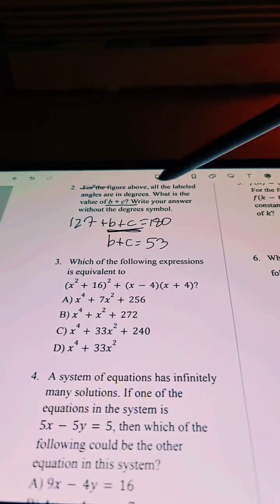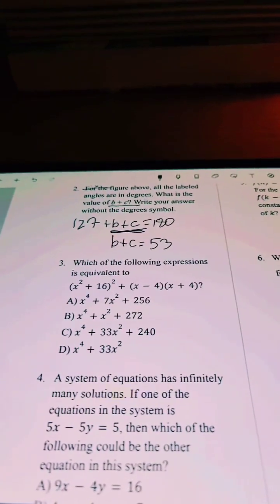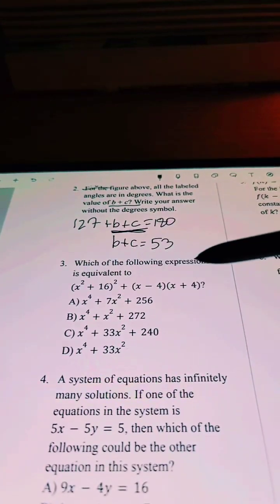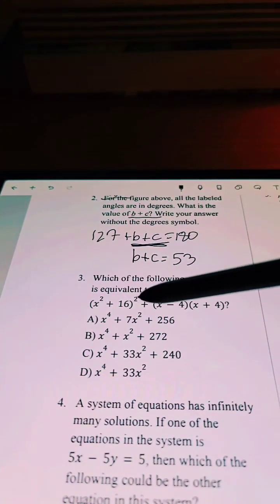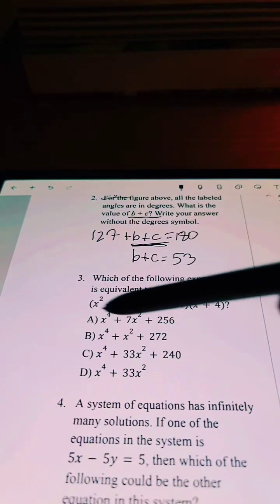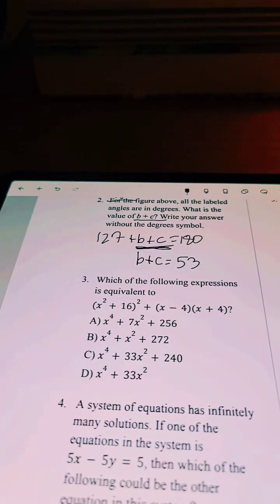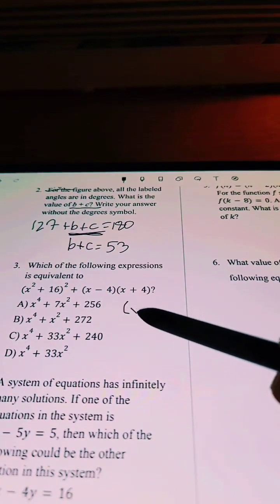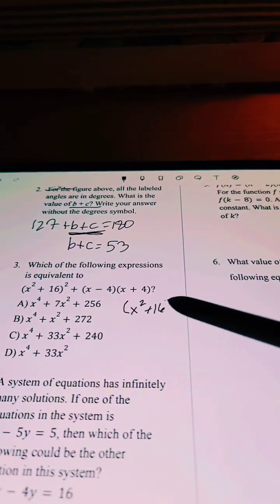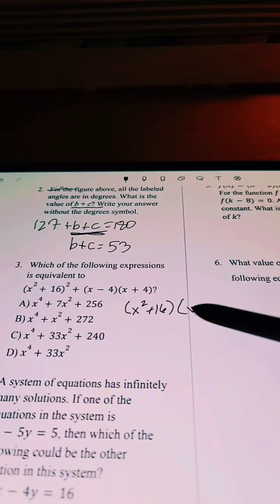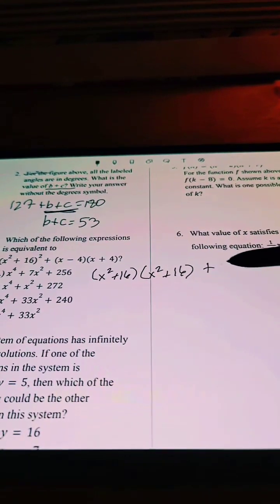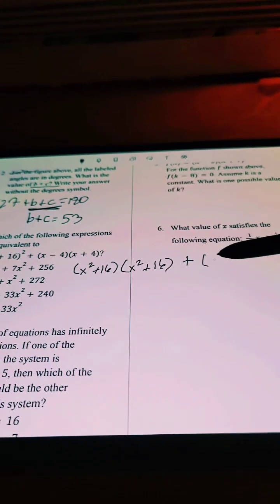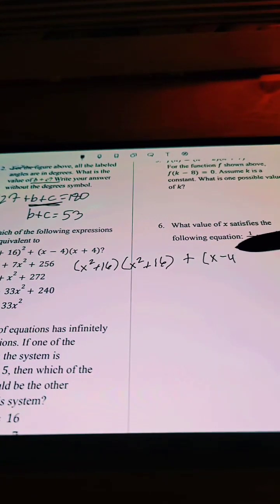So let's keep going to number 3. Which of the following expressions is equivalent to this? You see how there's this little exponent of 2? That means the whole thing inside the parentheses is squared. Another way we could write that is x squared plus 16 times itself. This basically means that we have this, and then I'm just going to copy over the x minus 4, x plus 4 portion.